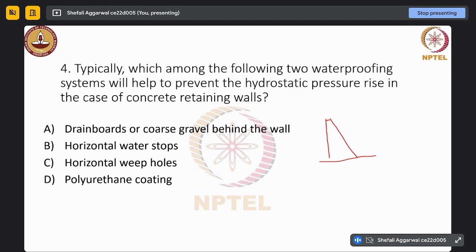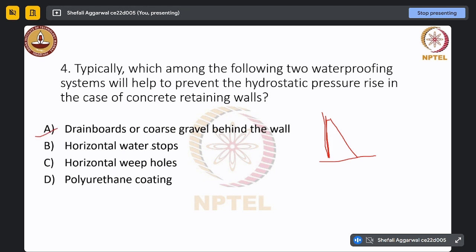In the retaining wall, you might have seen that we are usually providing some drain boards. If we are providing drain boards behind the retaining wall or gravels, what will happen? The water won't penetrate through the wall. So the first option is correct.